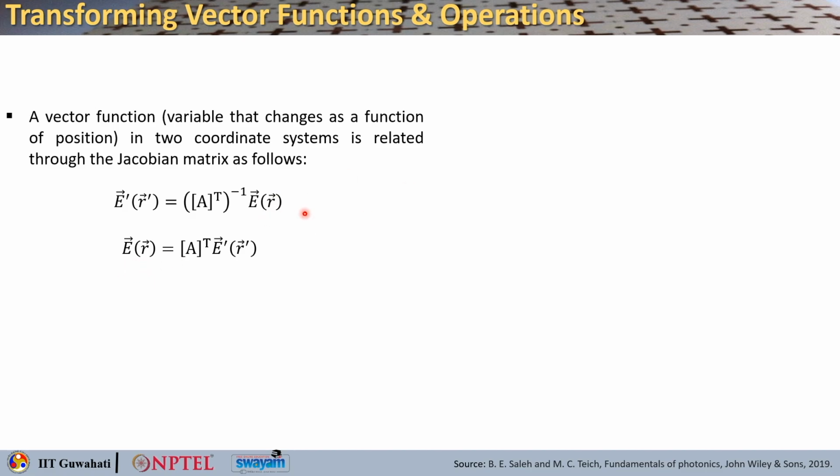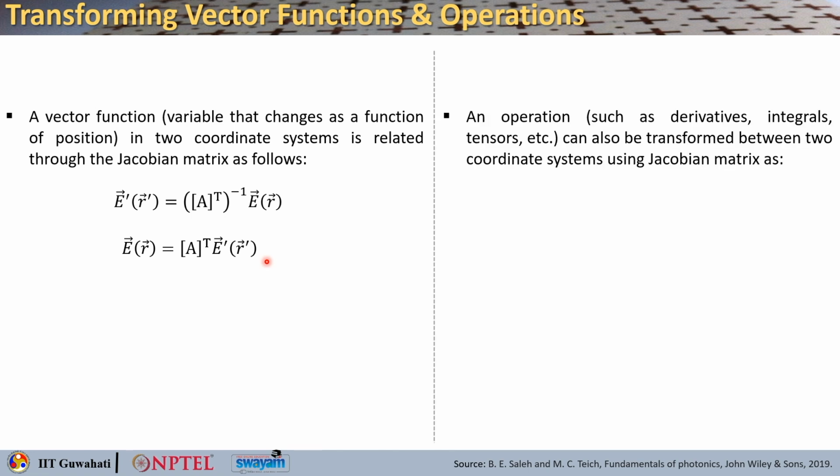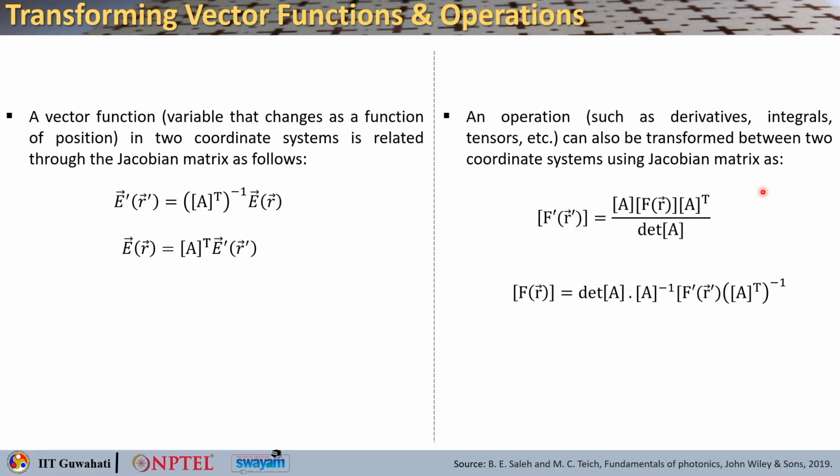You can write E_R is nothing but A transpose E prime r prime. So that way any vector function can be transferred from one coordinate system to another coordinate system if you know the Jacobian matrix A. Similarly, if you take any operation such as derivative, integral, that can be also transformed between the two coordinate systems using the Jacobian matrix.